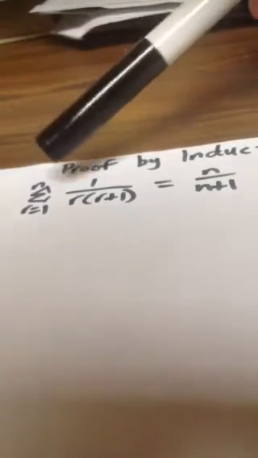For my first example on proof by mathematical induction, I'm going to prove the result that the summation from r equals 1 all the way up to n of 1 over r times r plus 1 is equal to n over n plus 1.